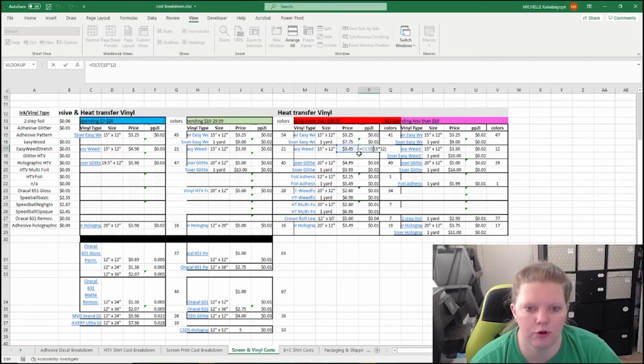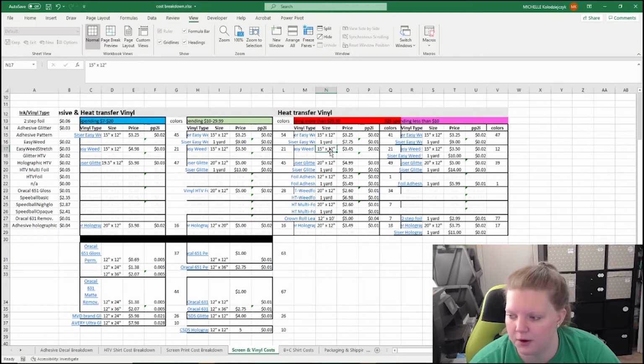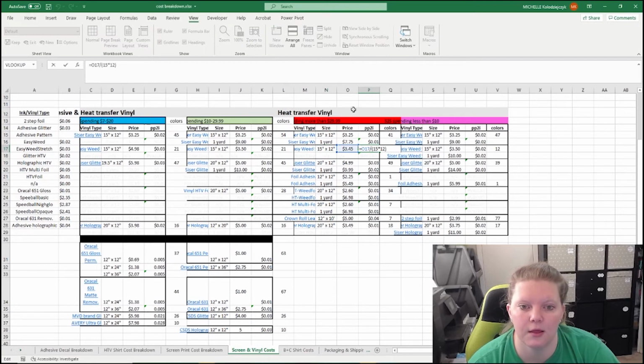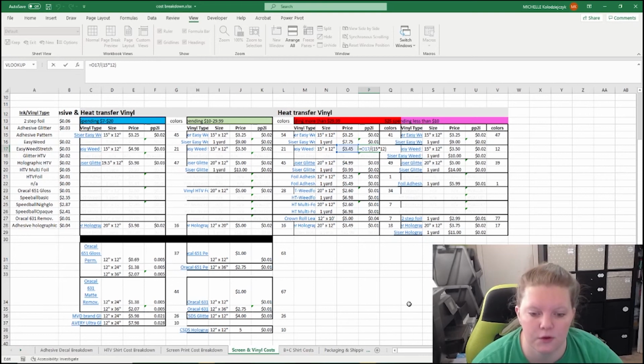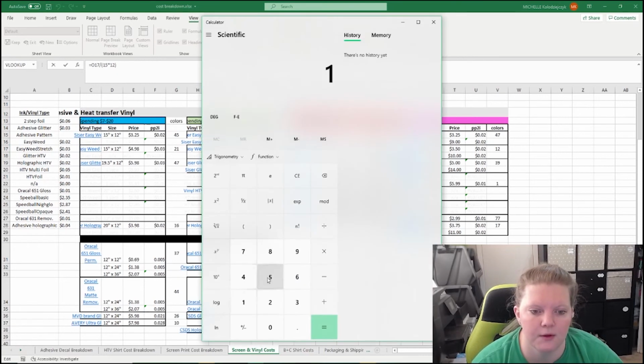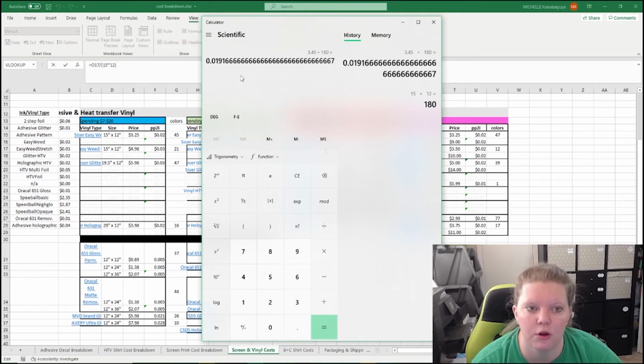So I'm upcharging it, and I find that by taking the price per square inch. So Easy Weed at this site is sold in 15 inches by 12-inch sheets. The price is $3.45 per sheet. So then you take that $3.45 and divide it by 15 times 12. So if we were to do that, 15 times 12 equals 180. So then 345 divided by 180 gives me price per inch.